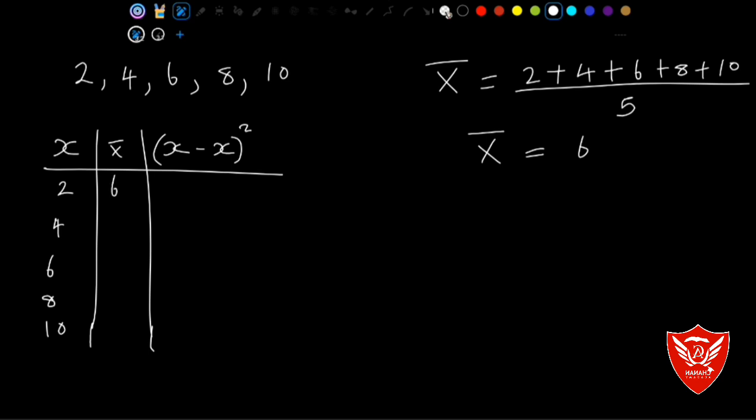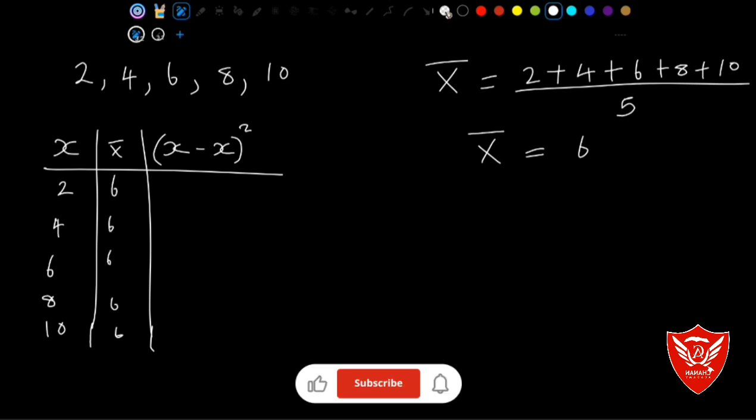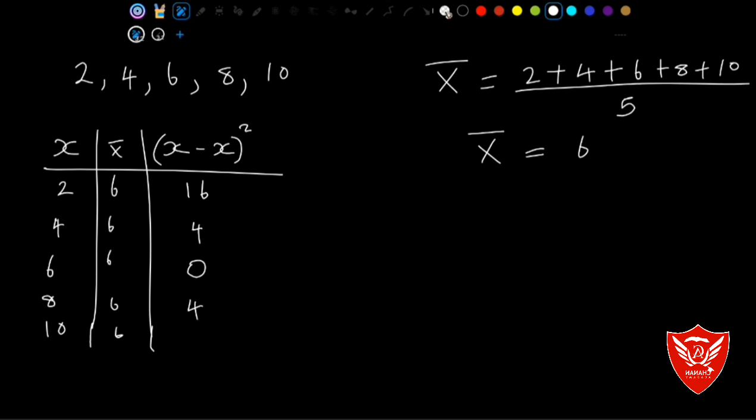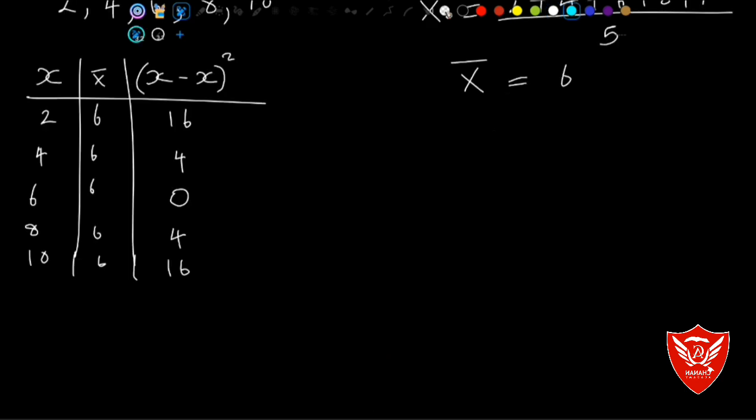Since the mean is 6, we drop 6, 6, 6, 6, 6. So 2 minus 6 is minus 4, and if you take the square of minus 4, you'll have 16. 4 minus 6 is minus 2, the square of which is 4. 6 minus 6 is 0, and the square of 0 is 0. 8 minus 6 is 2, and the square of 2 is 4. 10 minus 6 is 4, and the square of 4 is 16. If you sum everything together, you're going to have 40.